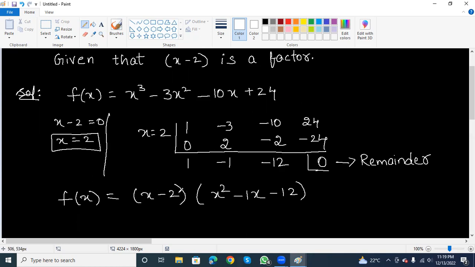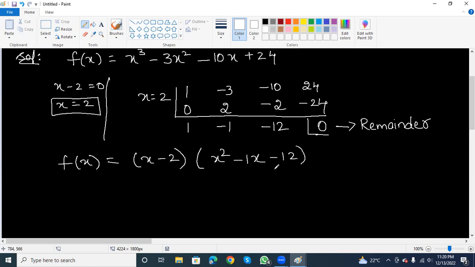So, the given factor into this quotient. This is the quotient and this is the remainder. The last term is the remainder. So, with these 3 terms as a quotient, I made a quadratic polynomial. Now, we know how to find the factors from the quadratic polynomial, right? First, we will follow the splitting the middle term method here.